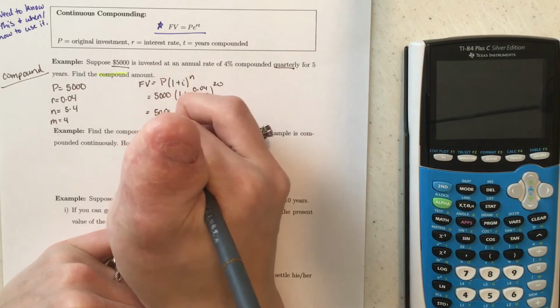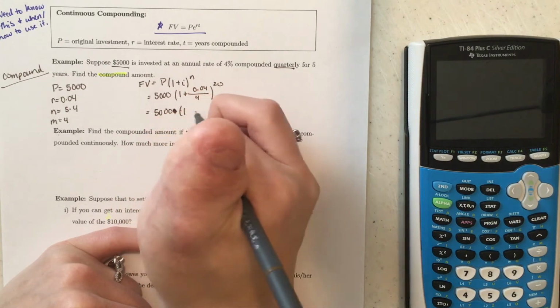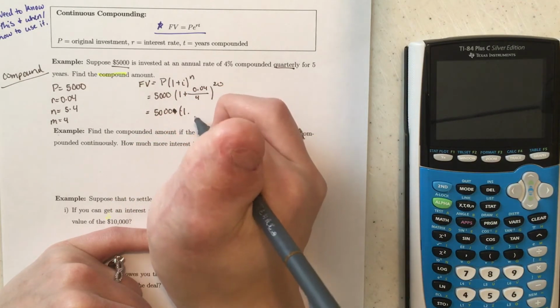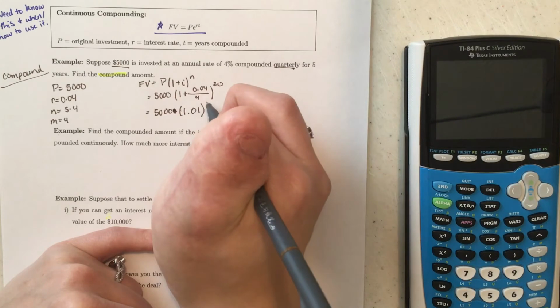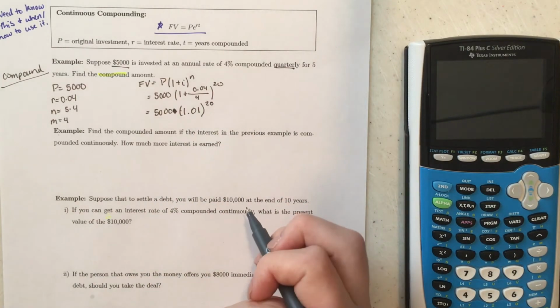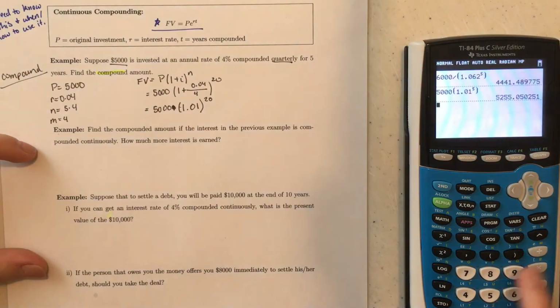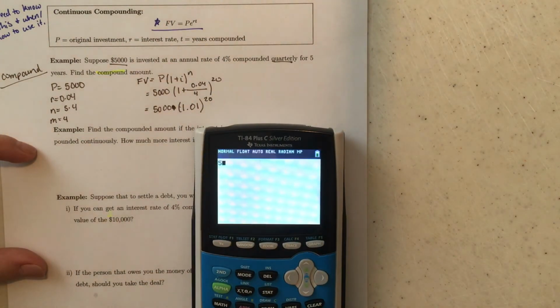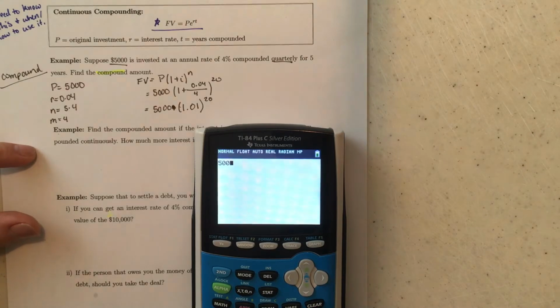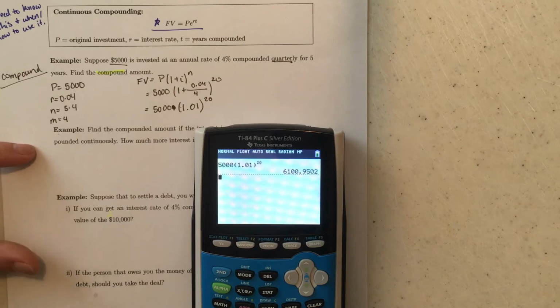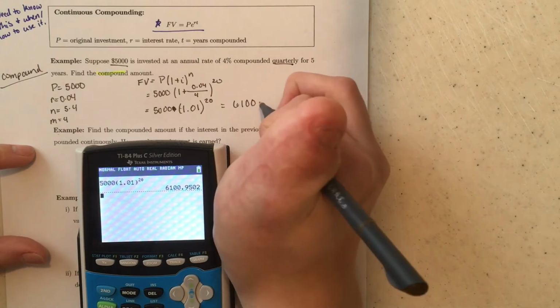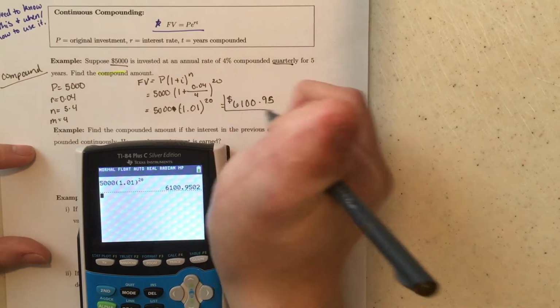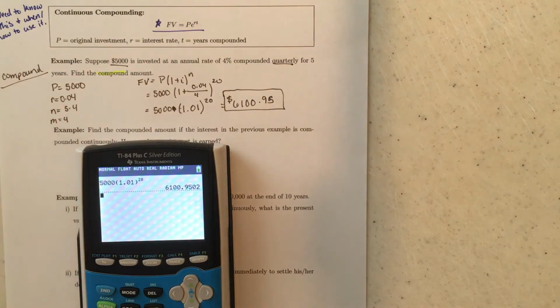So we would have 5,000, oh, that was too many zeros. 0.04 divided by 4 would be 0.01, so we'd have 1.01 to the 20. So now we can type this in our calculator, 5,000 times 1.01 to the 20, and we get $6,100.95. And that is our answer for this one.